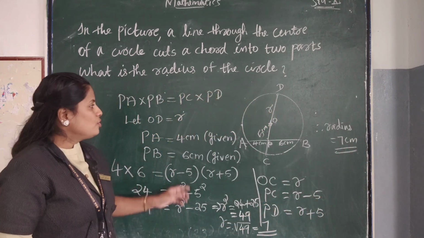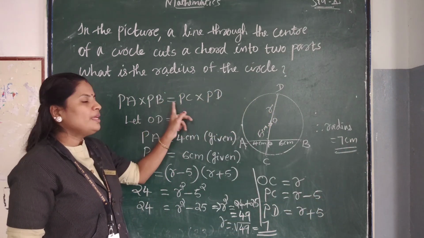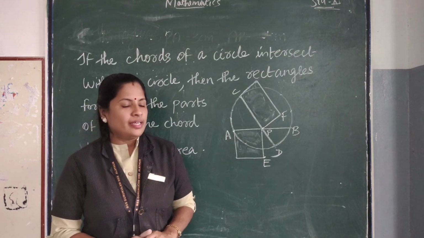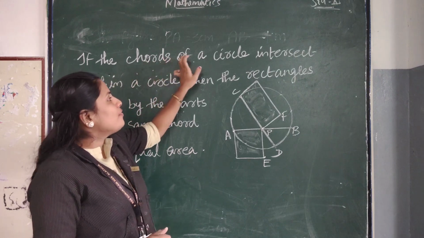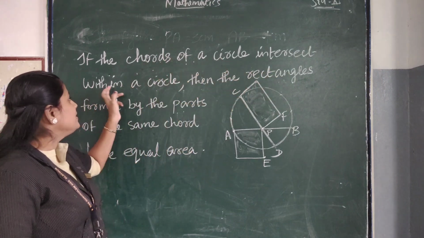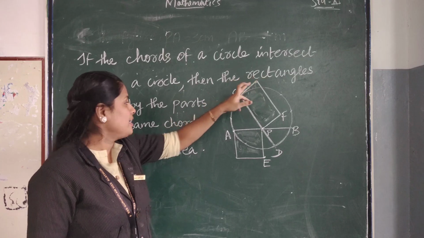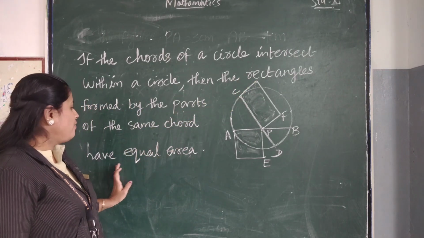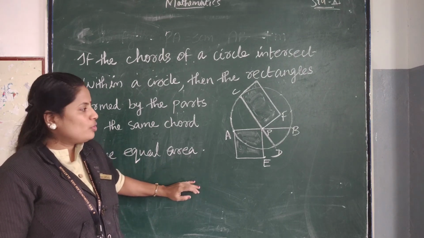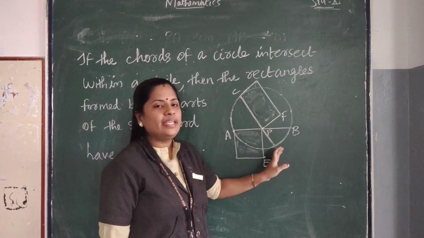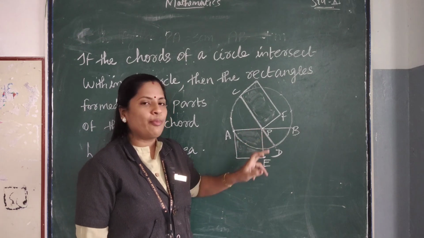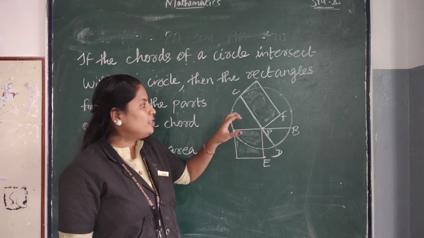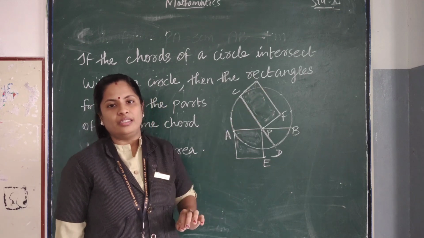Okay. So here we have used PA into PB equal to PC into PD. Next theorem. If the chords of a circle intersect within a circle, then the rectangles formed by the parts of the same chord have equal area. So here AB and CD are the chords intersecting at a point P. So here the area of the square equal to area of the rectangle.